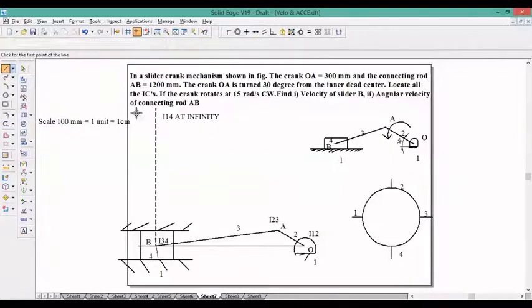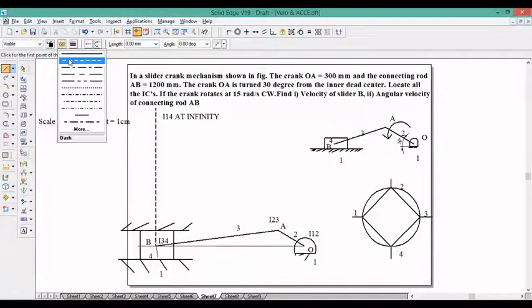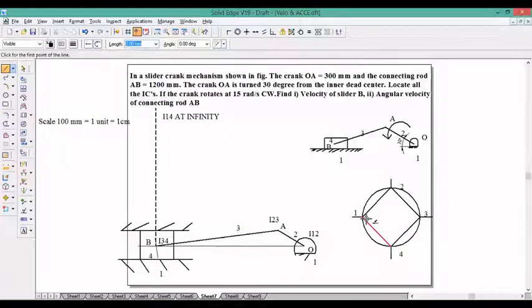Now, instantaneous center 1 and 2 we found, so join this 1 and 2 by a visible line. Instantaneous centers 2 and 3 also we located, 3 and 4 also we located, and 1 and 4 also we located. So now to determine the neither fixed nor permanent instantaneous centers, let us apply Kennedy's theorem. Let us go for 1 and 3 first.